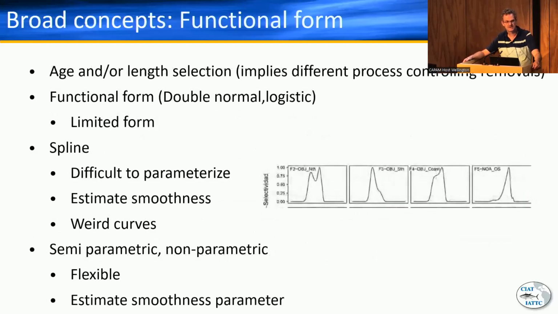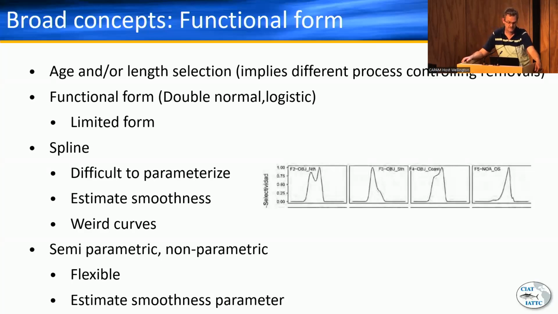So the next main concept that we have to talk about is functional form. First of all, think of whether or not the selectivity is age or length selection, and that really depends on the processes controlling selectivity, which I'll talk about later. Often we'll use the double normal or some variation of that, or a logistic if we're doing asymptotic selectivity. The problem with this is it's very limited in the shapes it can take.